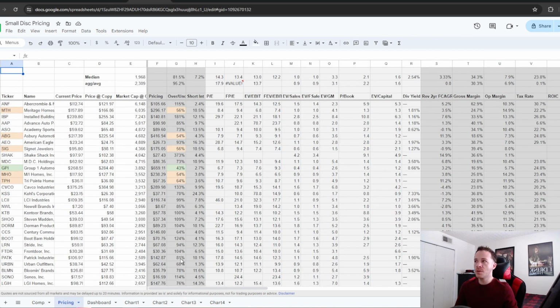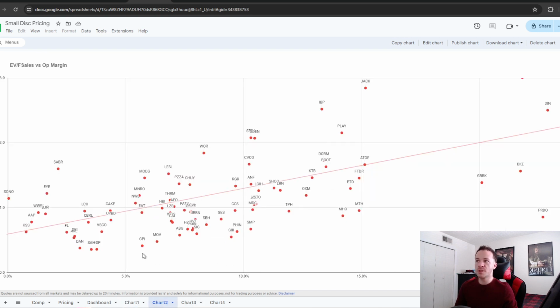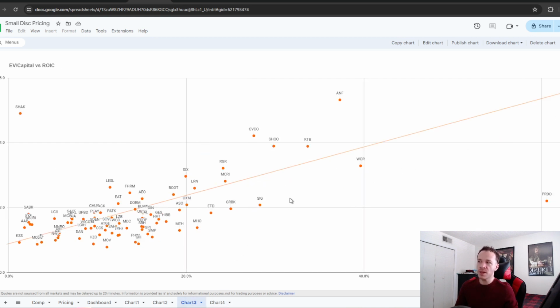Then moving over to the consumer discretionary sector, for the first metrics we use, we end up using EV to sales versus a forward revenue CAGR over 2 years, according to analysts. And you can see a decently positive relationship for this one, not necessarily super amazing, but solidly positive. The second one we use is EV to forward sales versus operating margins, a little bit stronger for this one as well. And then the third metric for this sector we end up using is EV to capital versus return on invested capital, which is pretty solidly a positive relationship.